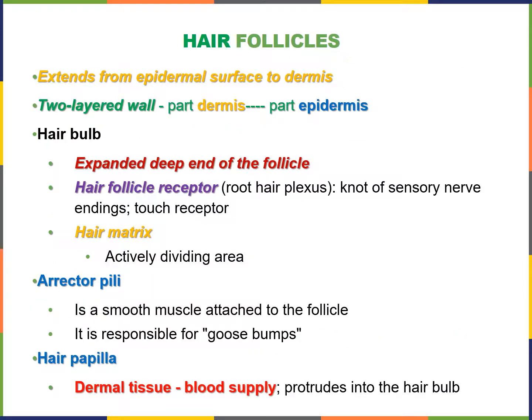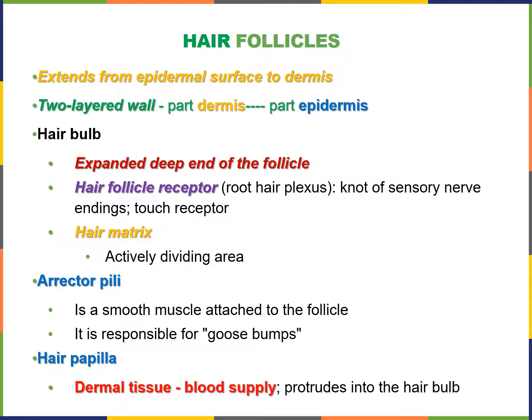So the hair follicles are going to extend from the epidermal surface to the dermis. And there are two layered walls to it. Part is dermis tissue and part is epidermis tissue. At the end of it, we have the hair bulb. That's the expanded deep end of the follicle. So at this rounded, expanded area of this tissue, we're going to call it the bulb.